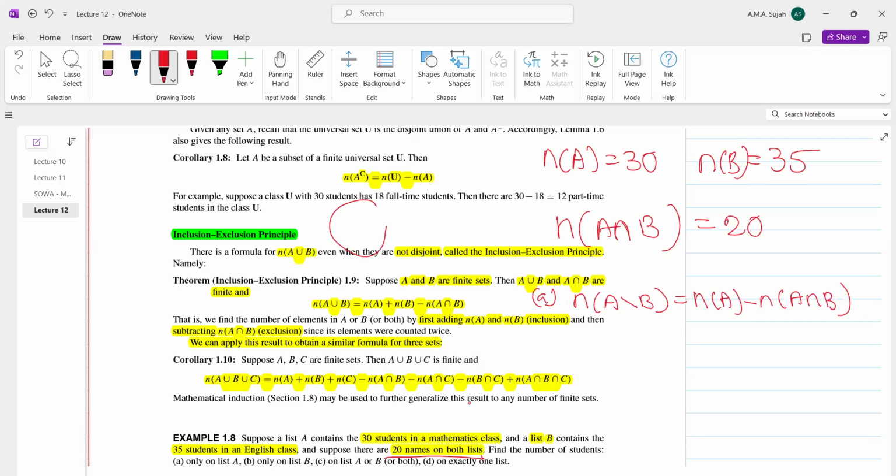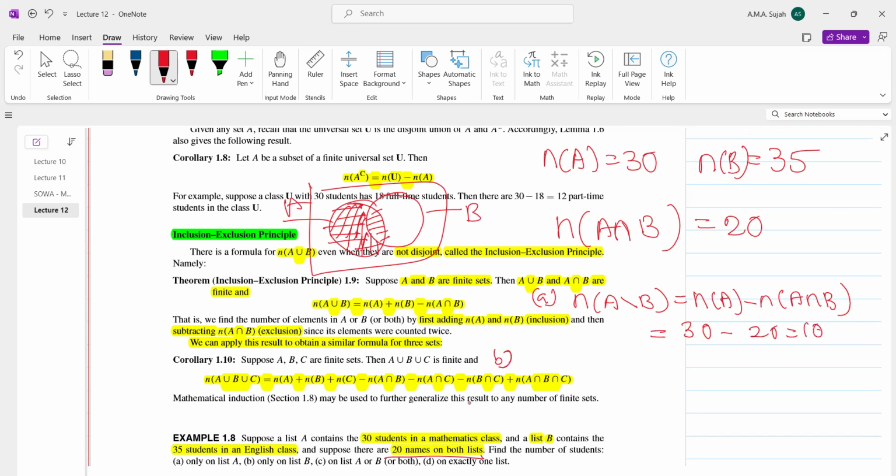If you don't remember the equation, just draw a Venn diagram and look here. This is set A, this is set B. They are asking only on list A. This colored area we need to find out. This is only on A, so that means A minus B. We know number of A, we need to subtract this area. So this is the equation: number of A, we know 30, minus number of A intersection B, we already know 20. So the answer is 10.